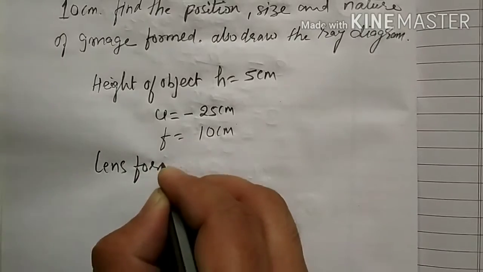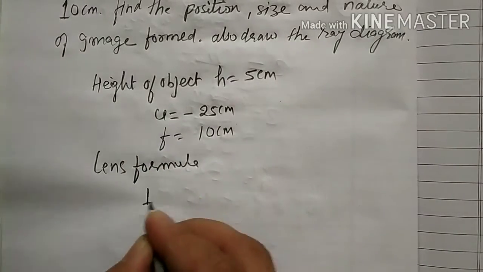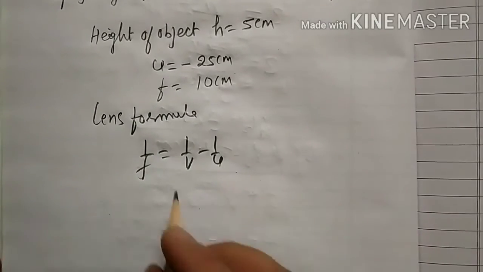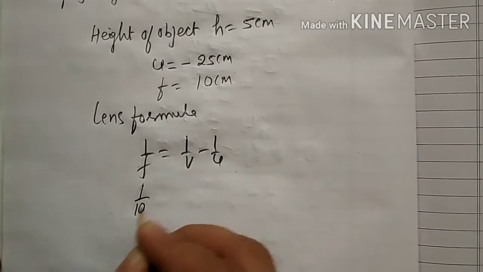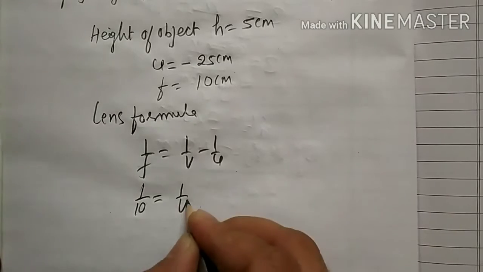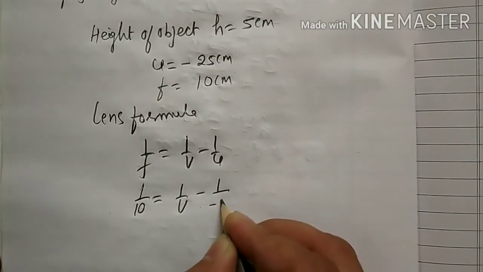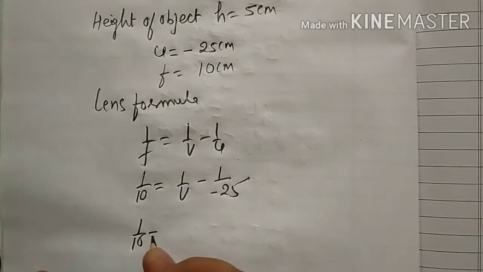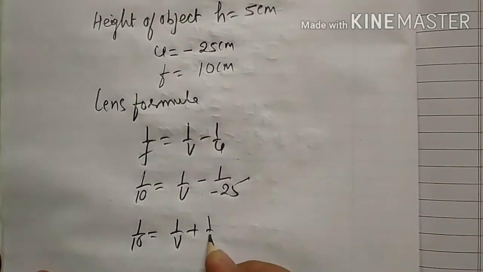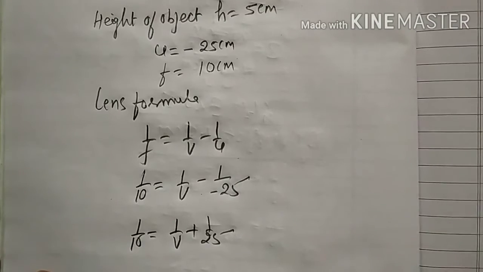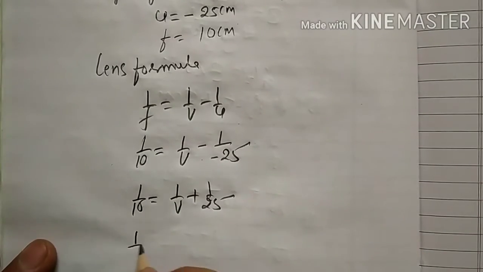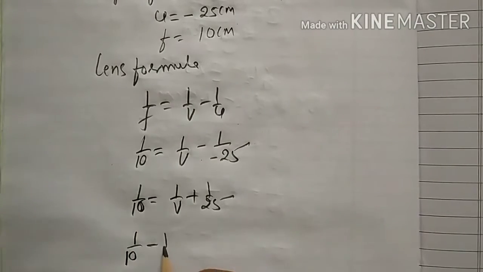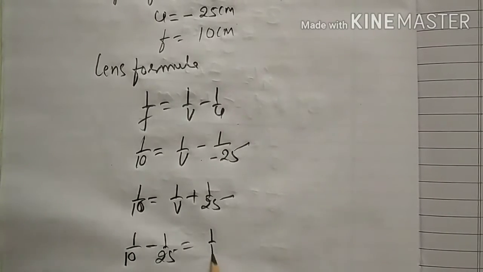Lens formula: 1 by f equals 1 by v minus 1 by u. So focal length is given as 1 by 10. We don't know about v, so I'm writing v same. u equals minus 25. So it will be 1 by 10 equals 1 by v plus 1 by 25. Okay, minus plus. So 1 by 10 minus 1 by 25 equals 1 by v.